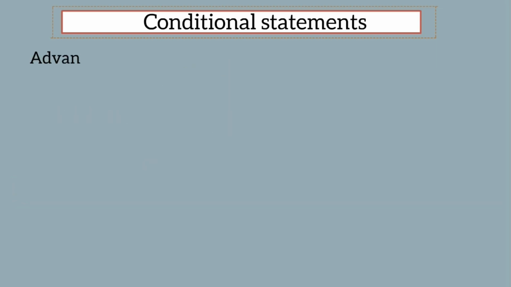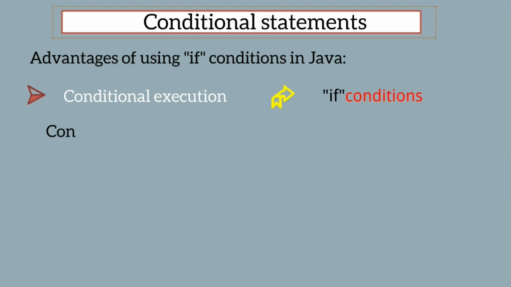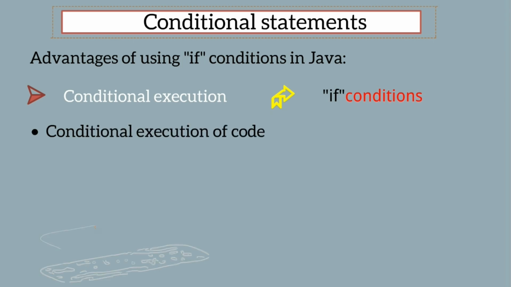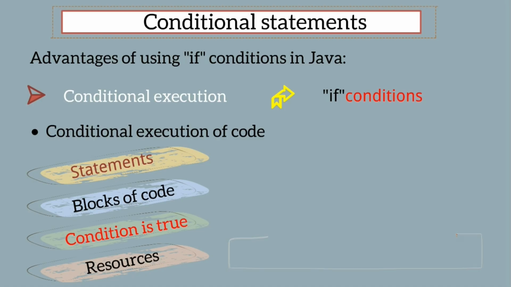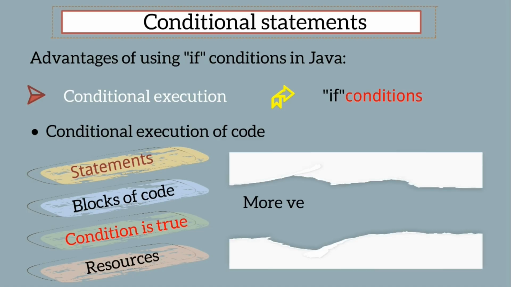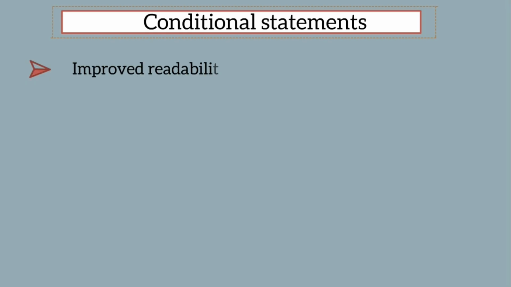Now, there are several advantages of using if conditions in Java. First, conditional execution. If conditions allow for conditional execution of code, meaning that certain statements or blocks of code are executed only when a specific condition is true, which we already discussed. This allows for a more efficient use of resources and can make a program more versatile and adaptive to different situations.